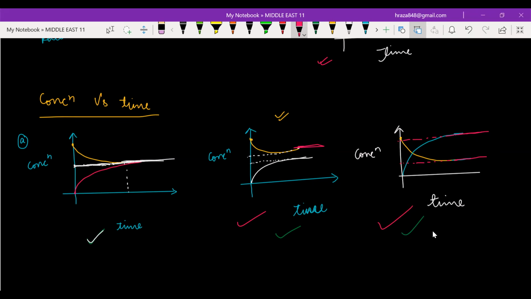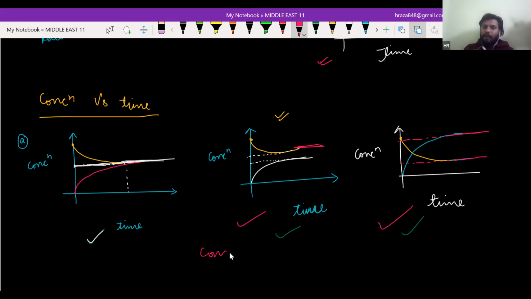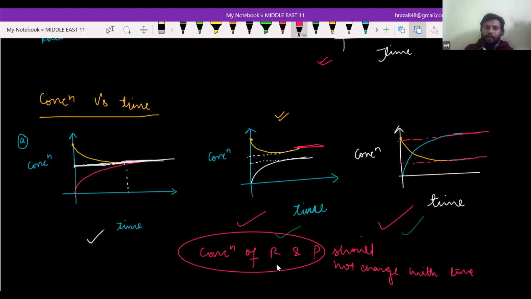Can you explain the graph of second and third again? What is the criterion for concentration at equilibrium? The concentration of reactant and product should not change with time. That means the concentration of reactant and product should be constant. Is that correct, Saif? Please unmute and talk to me.